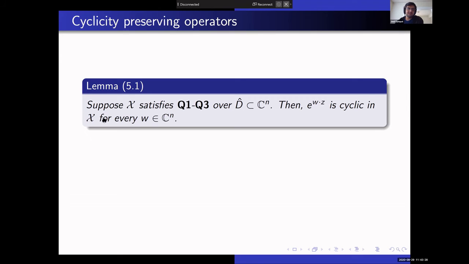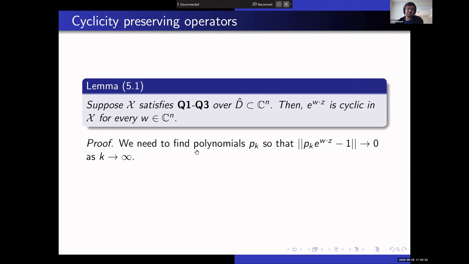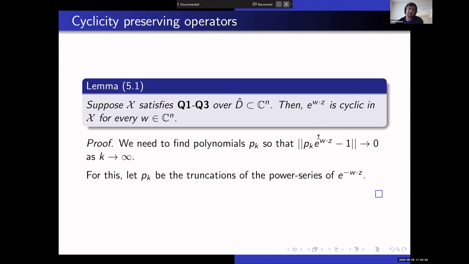cyclic for every w. But again, it's quite simple. We want to find polynomials such that pk times e to the wz converges to 1. But if you choose pk to be the truncations of the power series of e to the negative wz, you can use the triangle inequality and norm manipulations to show that e to the wz is cyclic, just with the choice of these polynomials. So I'm going to leave the details as well because they are simple.